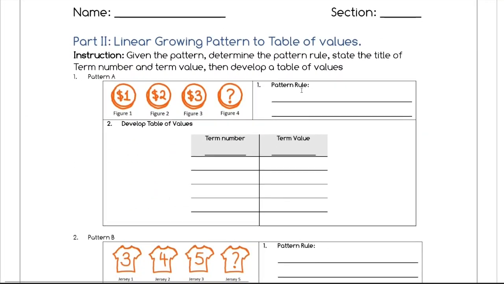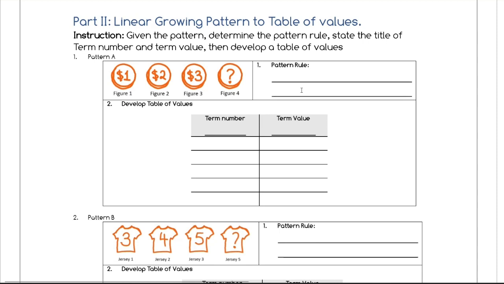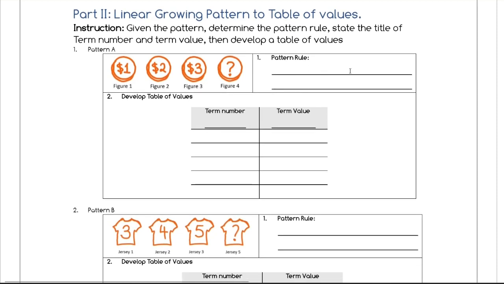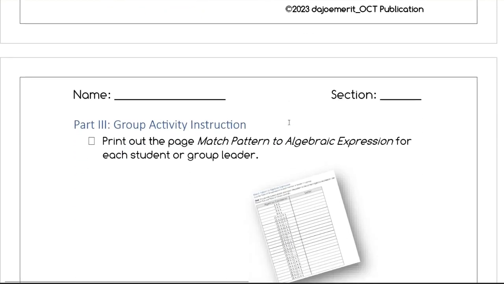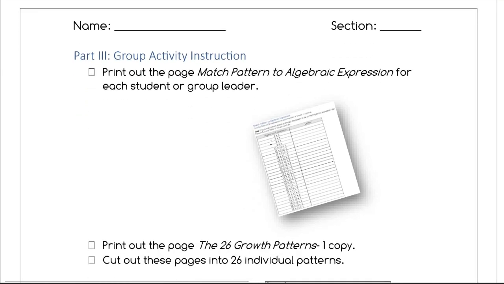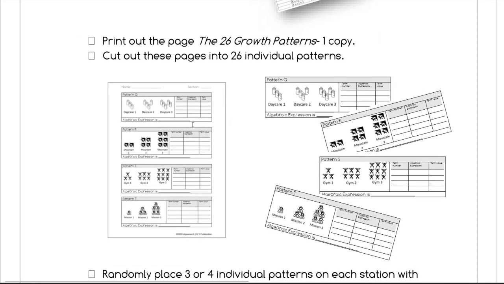Next, part two is focusing on linear growth patterns to table of values. In here, they are asked to practice again developing a pattern rule and then giving a title for not only the term number but also the term value. So these are the various questions that you should be aware of. There are five of them, and this leads us to part three, which is a group activity which shows them how to label a specific given expression and connecting them to the proper pattern representations in letters. And these here are how it is done.